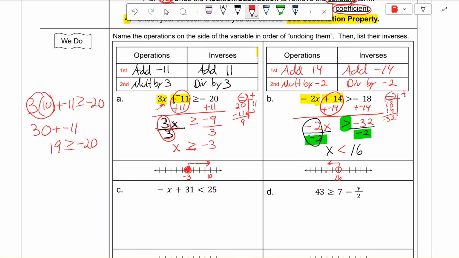Now pick any number that is less than 16. 10. Or how about 0? 0 is an easy number. So go up here, and you're going to multiply negative 2 times 0. That's going to be 0, and 0 plus 14 is greater than negative 18, so it is correct.